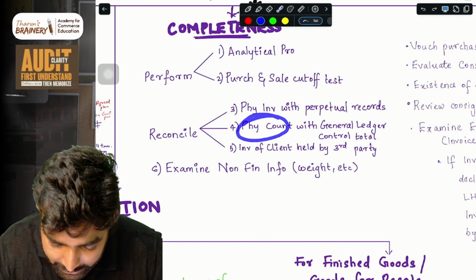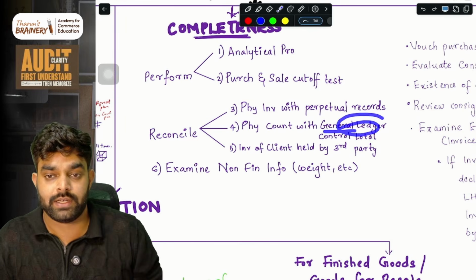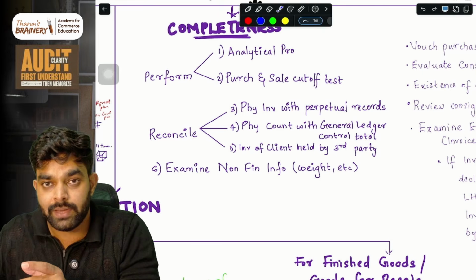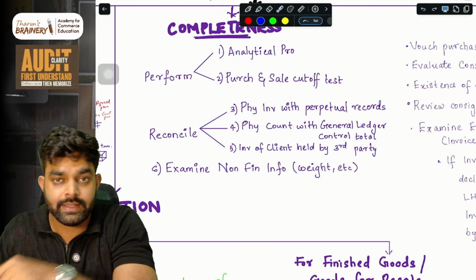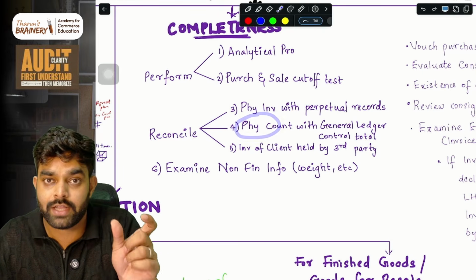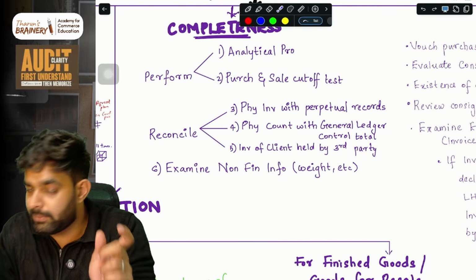Then reconcile the physical count with the general ledger. There will be a general ledger in which a closing balance of inventory is there. You have to reconcile that with the physical counting. Physical counting is the actual inventory you saw, and make sure that it is there in the books also.